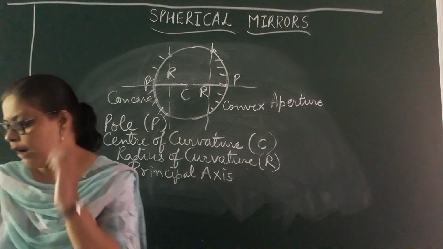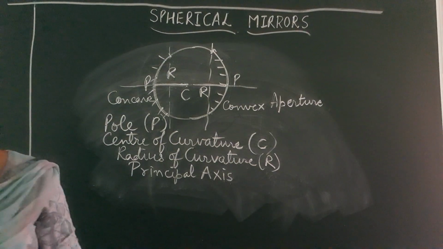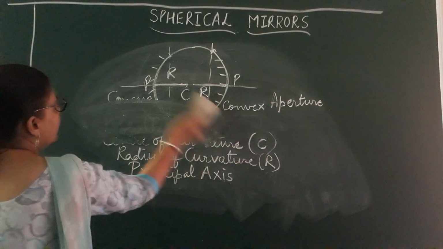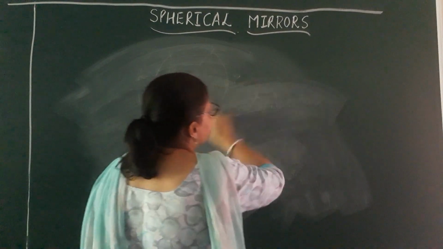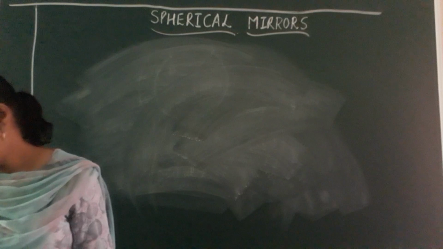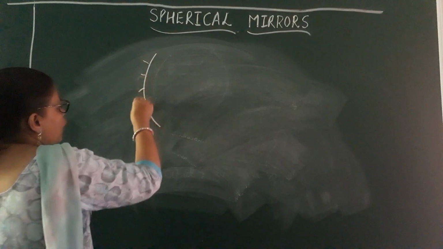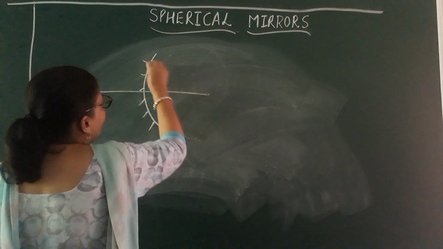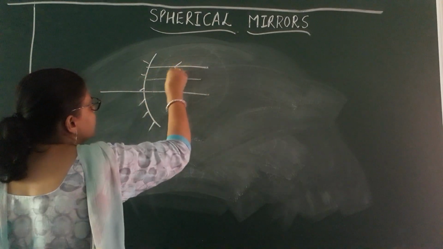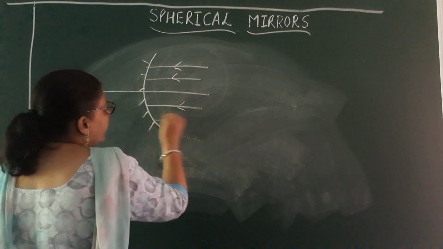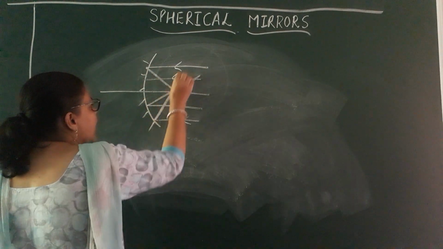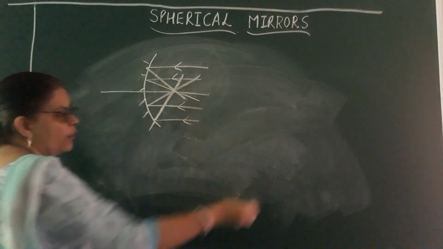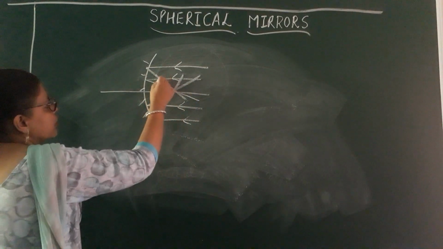Okay children, after these 5 definitions, we move on to the next topic, and that is in case of a concave mirror. Again I move on to that same diagram which I had drawn before. I quickly draw the diagram for you. You remember this diagram, children? I drew it when I was explaining the converging action. Just now I finished drawing this diagram. This is the converging action.